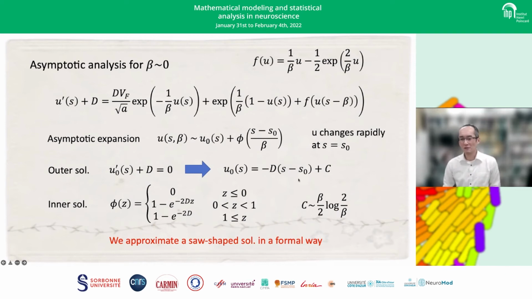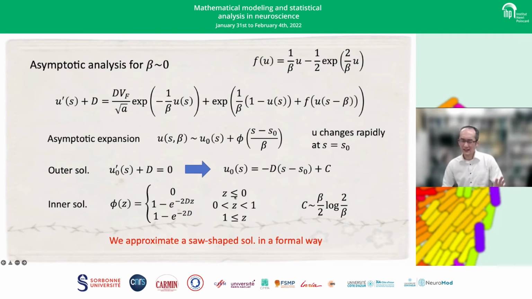u0 can be given by this one. This is a linear line, because u0 should satisfy this differential equation. This equation is easily obtained. Let's see, this is the first term. Beta is close to 0 and u is positive, so we kick out this one because it is close to 0. Also, the second term is close to 0, because of minus exponential 2 over beta, and u is positive, so this is close to 0.